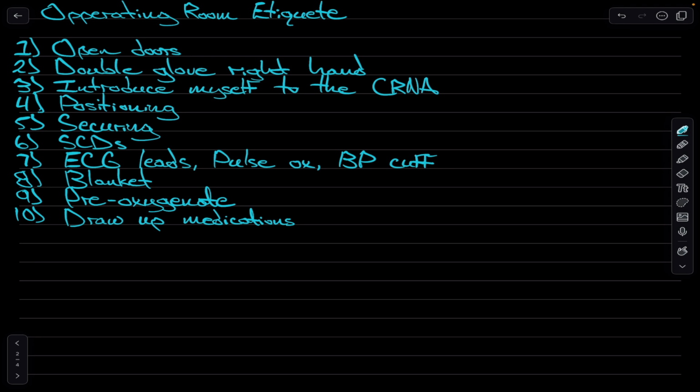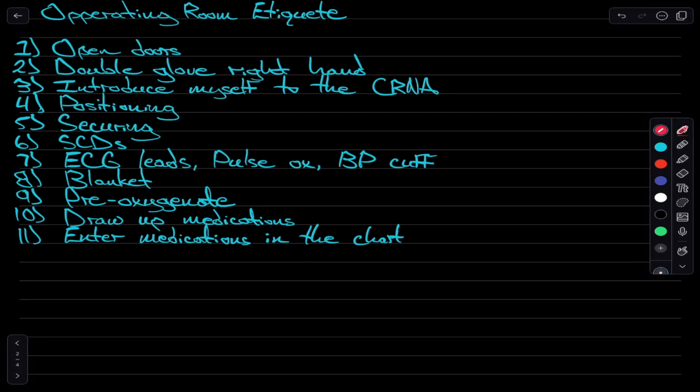And then another tip that he gave me to be helpful was learning how to enter medications in the chart. So when the resident or CRNA would administer a medication, he would then say, hey, do you want me to chart that for you? And he would just put it directly into the computer. Another small helpful tip.